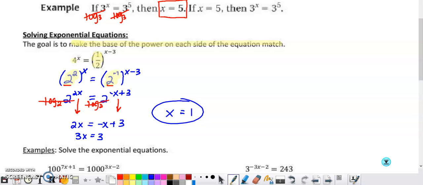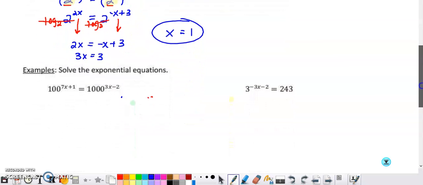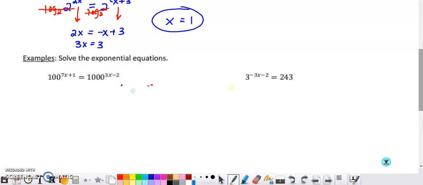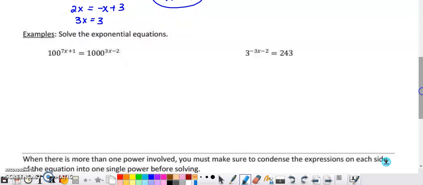All right, so as we move on to the practice problems, your goal here is to do the same. I'll give you a hint for the first one. If you look at the bases, right now you have a base of 100 and a base of 1000.